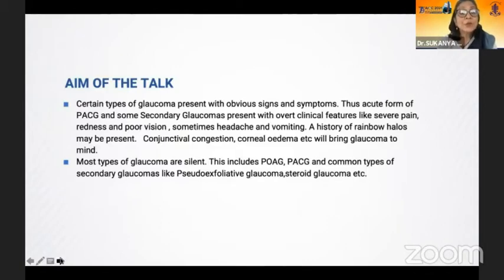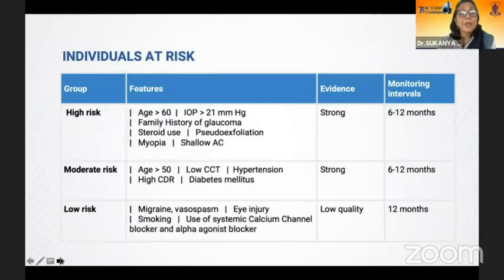However, most types of glaucomas are silent. This includes the open angle glaucoma, most forms of primary angle closure glaucoma, and the common types of secondary glaucomas, such as the pseudo-exfoliative glaucomas and the steroid glaucomas. I will be focusing on this group of glaucomas mostly.